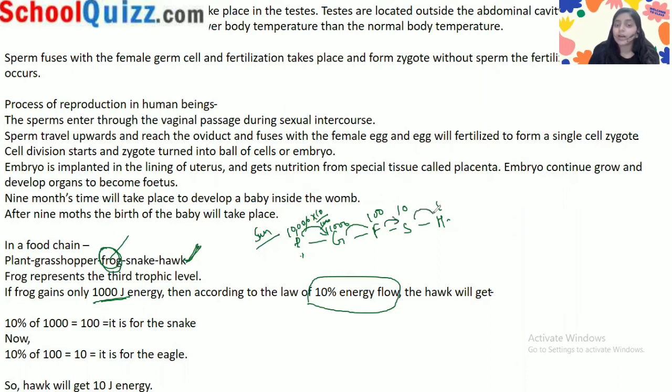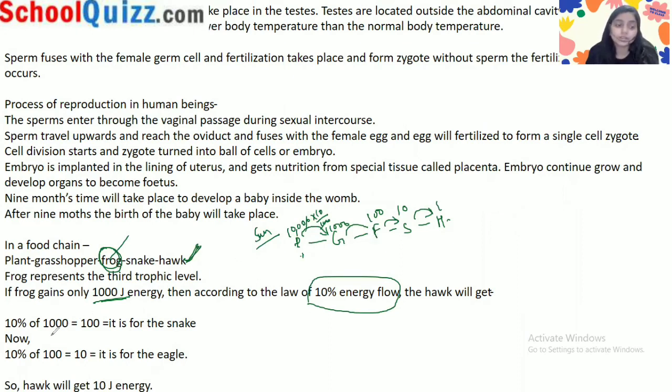And why is the 10% law followed? Because all organisms do functions and require some energy to store in their body, and also require some energy to work, right? So they use that energy, and when other organisms eat those organisms, only 10% energy will be transferred, right?